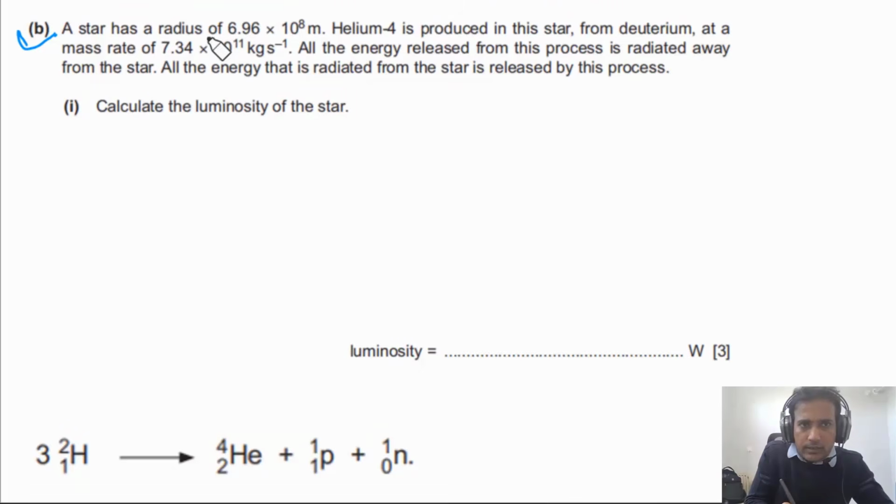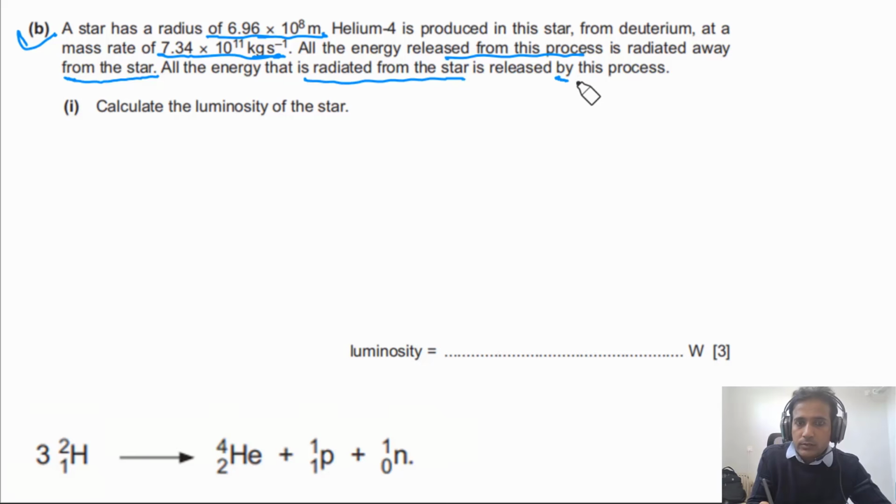Part B says a star has a radius of 6.96 times 10 to the 8 meters. Helium-4 is produced in this star from deuterium at a mass rate of 7.34 times 10 to the 11 kgs per second. All the energy released from this process is radiated away from the star. All the energy that is radiated from the star is released by this process. Calculate the luminosity of the star. So what is the luminosity of the star?